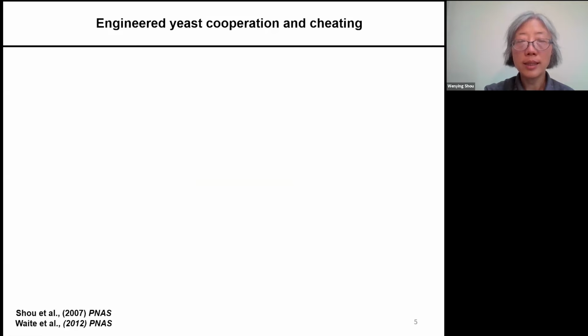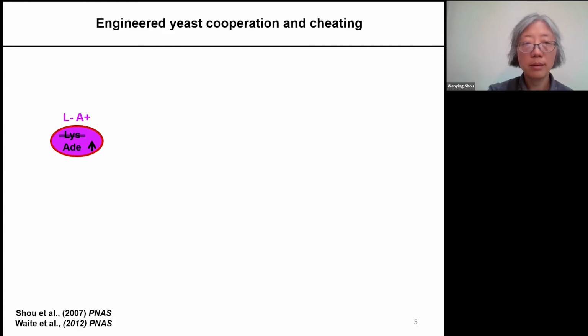So the community consists of two yeast strains. The first one cannot make lysine, but overproduces adenine. The adenine overproduction phenotype is caused by a mutation in the first enzyme of the adenine biosynthetic pathway. As a result, this enzyme is no longer sensitive to end product feedback inhibition control. So basically, cells do not know that they already have enough adenine. They just keep making adenine. And we call this L-A+.